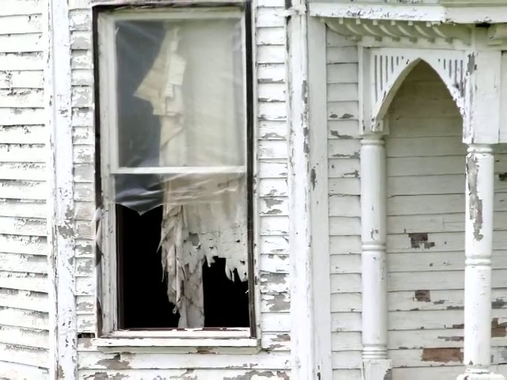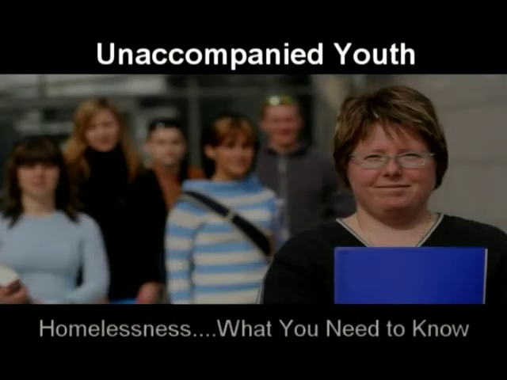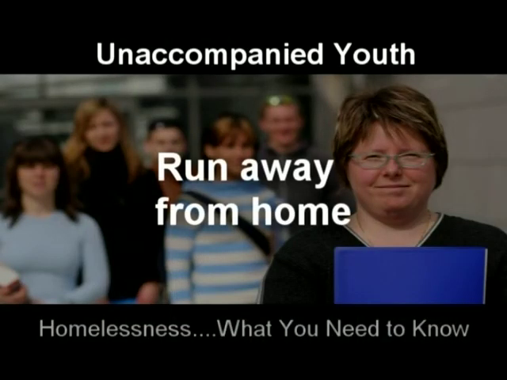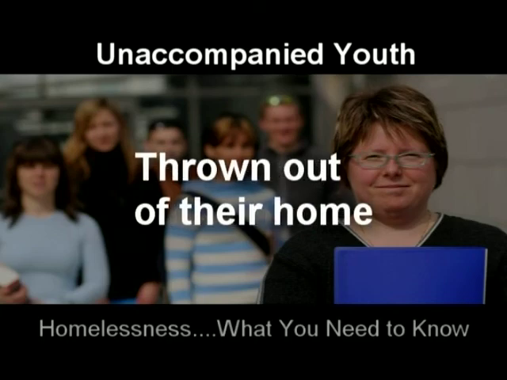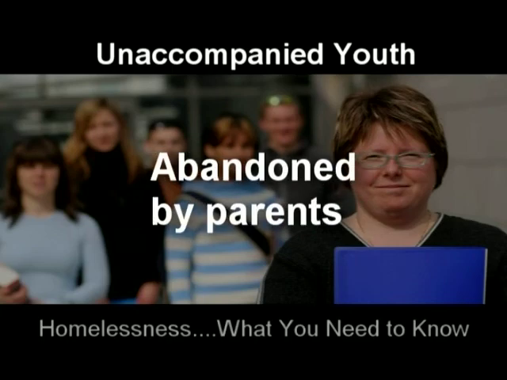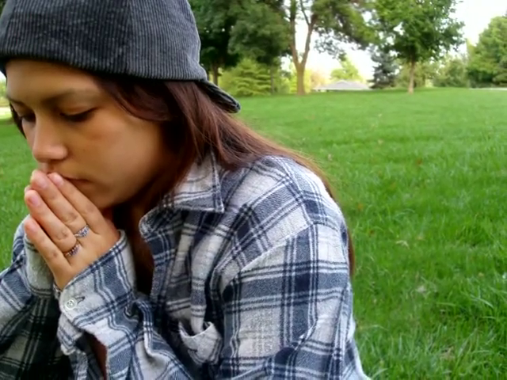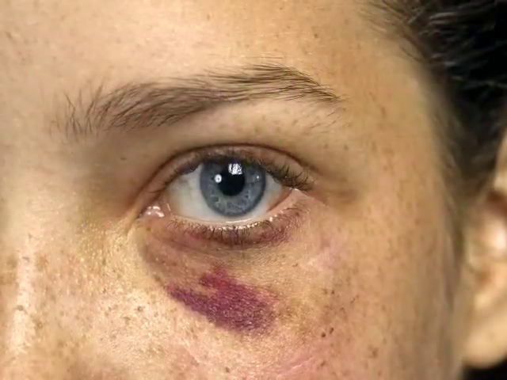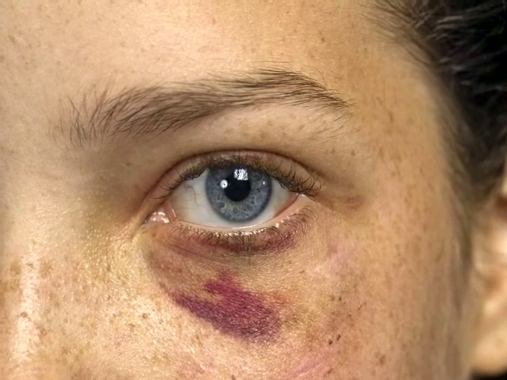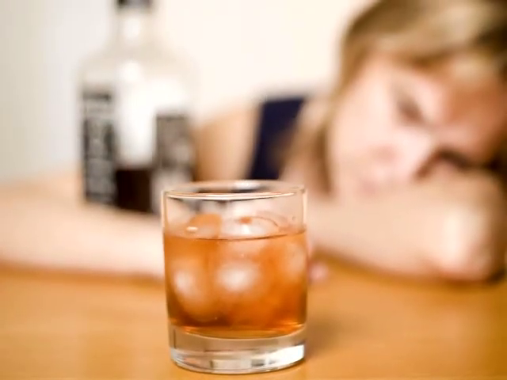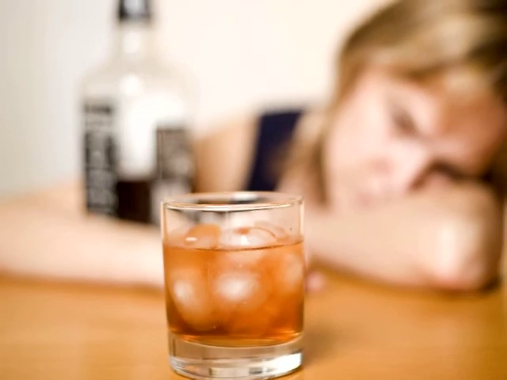Another term you may hear is unaccompanied youth. This group includes young people who have run away from home, been thrown out of their homes, and/or abandoned by parents or guardians. These young people are separated from their parents for a variety of reasons. Many report being physically or sexually abused, and over 2/3 report that at least one of their parents abuses drugs or alcohol. For many of these young people, leaving home is a survival issue.